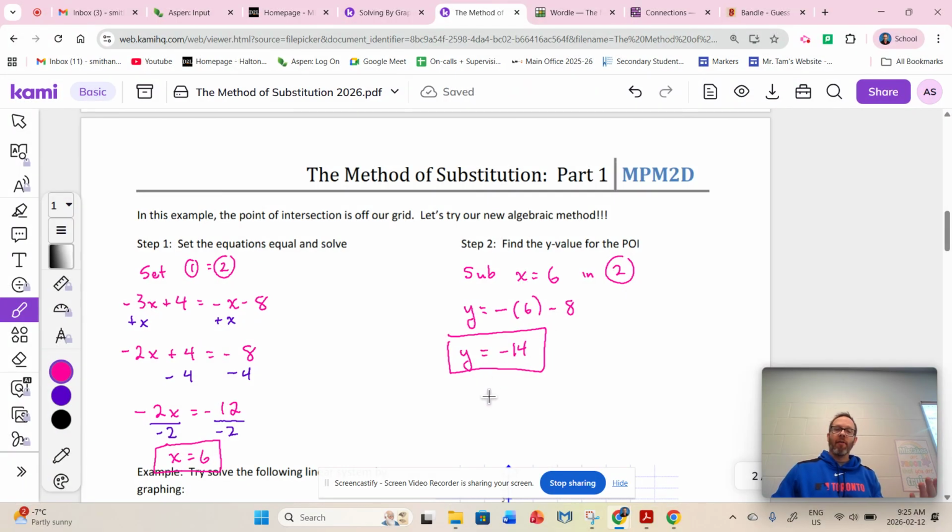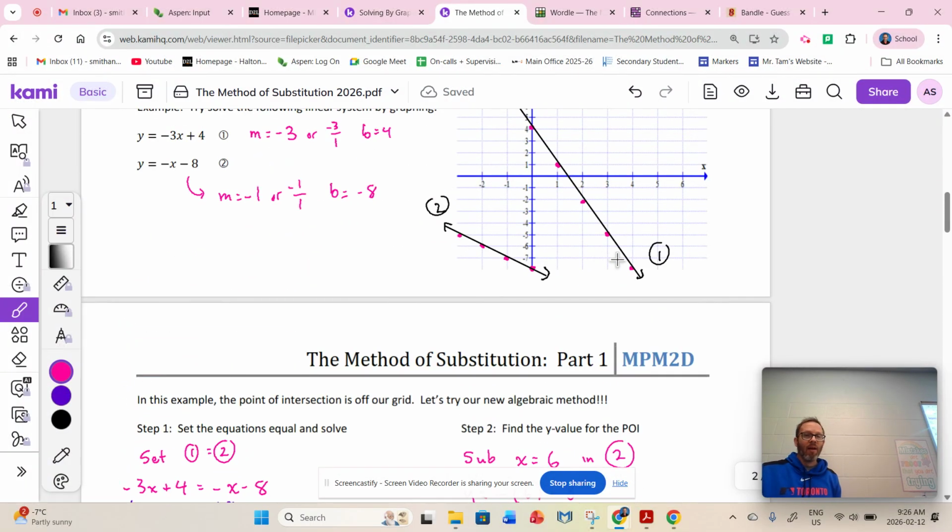So look at us, guys. We actually have solved our first linear system that we couldn't solve easily by graphing. We now know the point of intersection is 6, negative 14. Now again, since I had a graph, it's worth looking at the graph and just checking. I think 6, negative 14 seems like a reasonable spot where they could meet. So I'm reasonably sure I did things correctly.